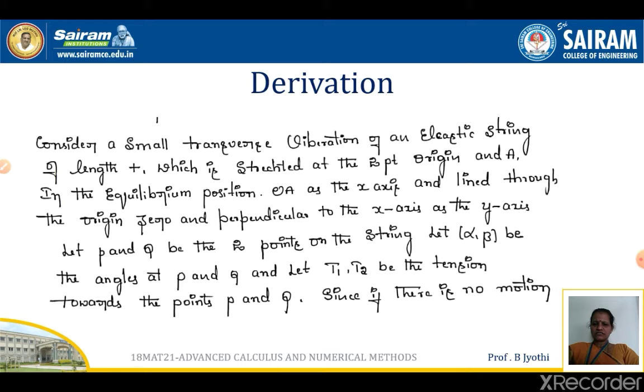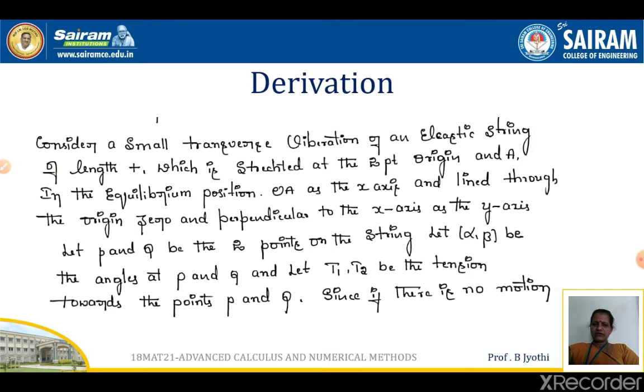which is stressed at the 2 points origin O and A. In the equilibrium position, OA is the x-axis and the line through the origin O and perpendicular to the x-axis is the y-axis. Let P and Q be the 2 points on the string.